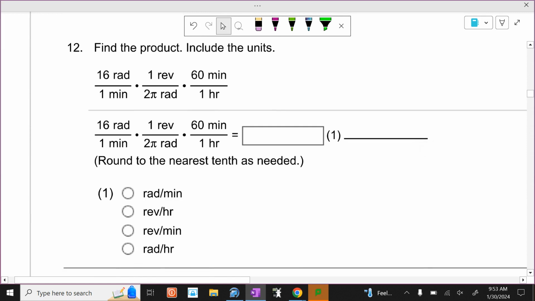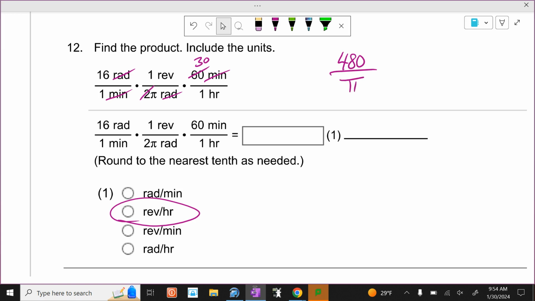Here, unit conversion ratios. Radians and radians cancel. Minutes and minutes cancel. I have revolutions per hour. 2 and 60 canceled to be 30 and 1. So 16 times 30, which is 480, divided by pi is what? What's 480 divided by pi? 152.8. Okay, I'll go with 152.8 revolutions per hour.